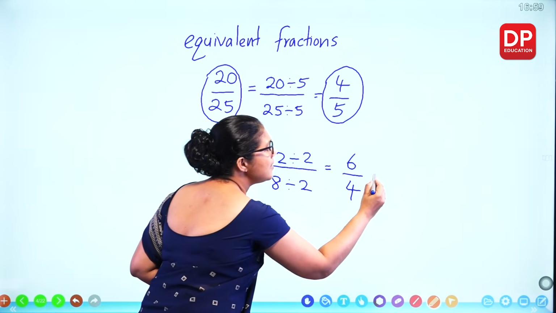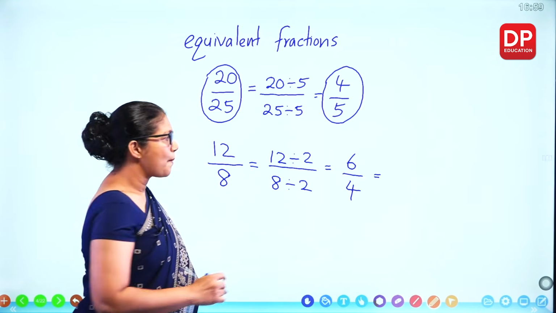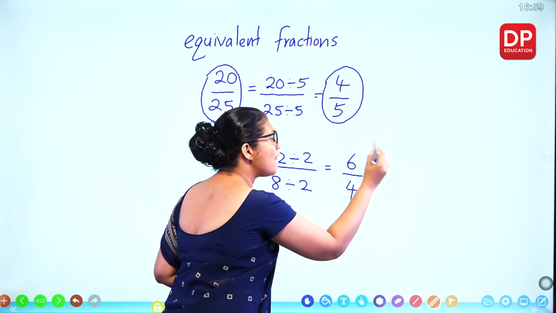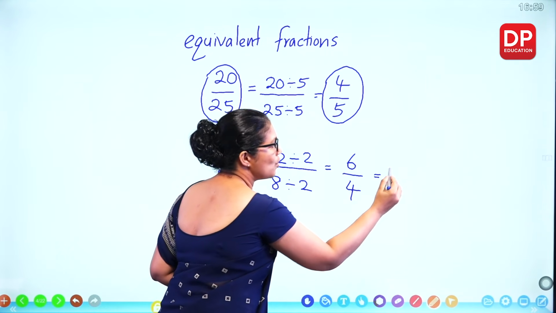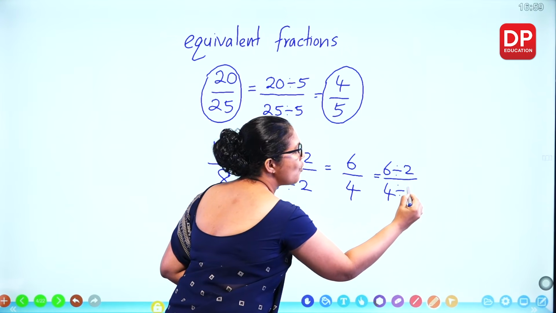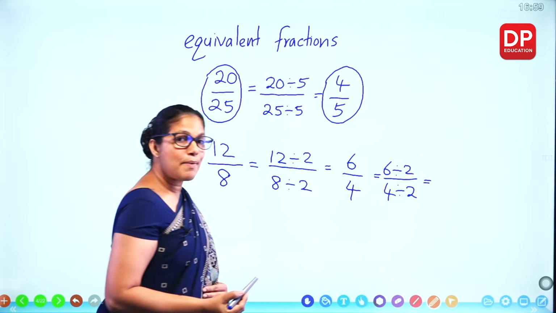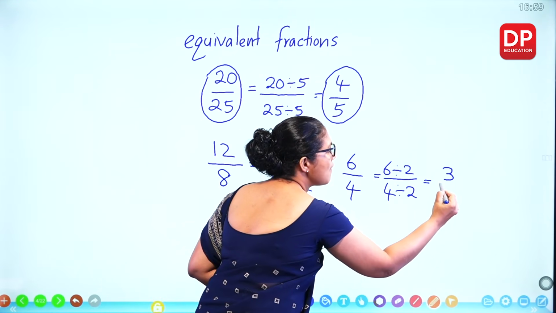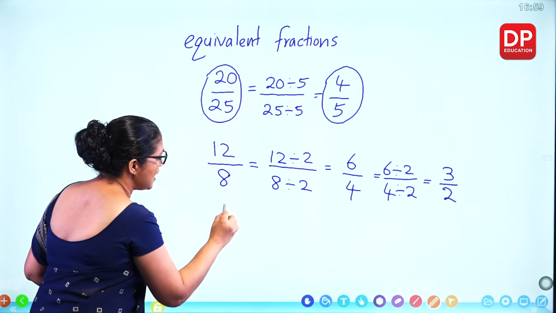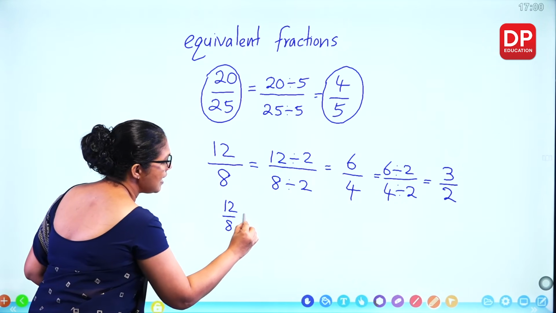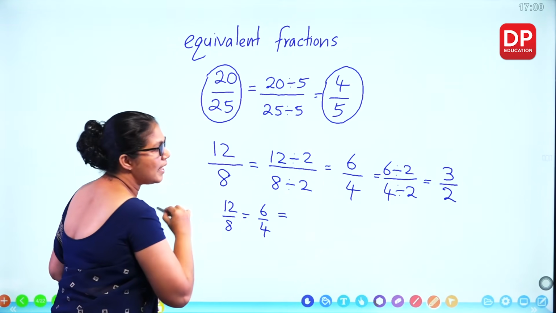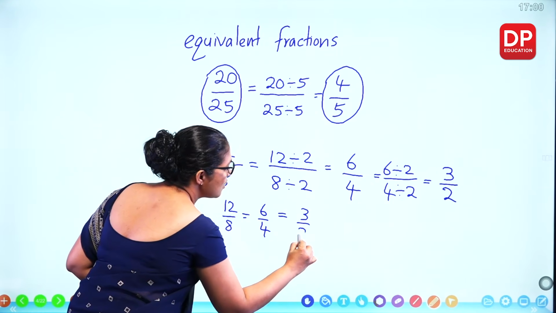Again, I can further simplify. So 6 over 4, how can I write? I can divide this by 2. So 6 divided by 2, and I'm doing the same thing, 4 divided by 2. So 6 divided by 2 is 3, and 4 divided by 2 is 2. So here we can say 12 over 8 is equivalent to 6 over 4, and that's also equivalent to 3 over 2.